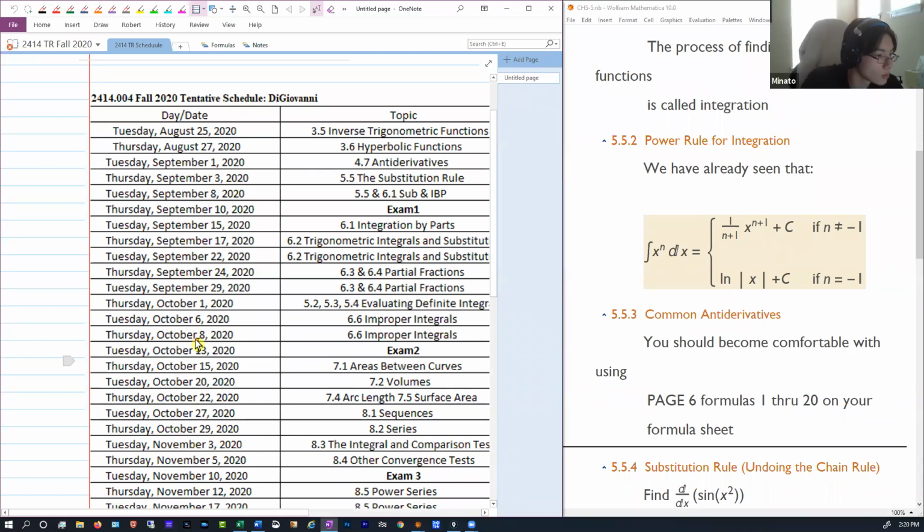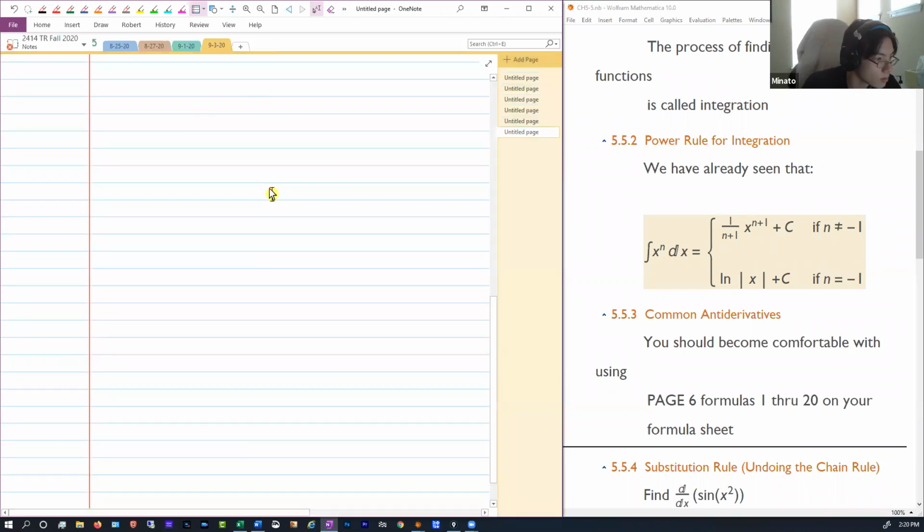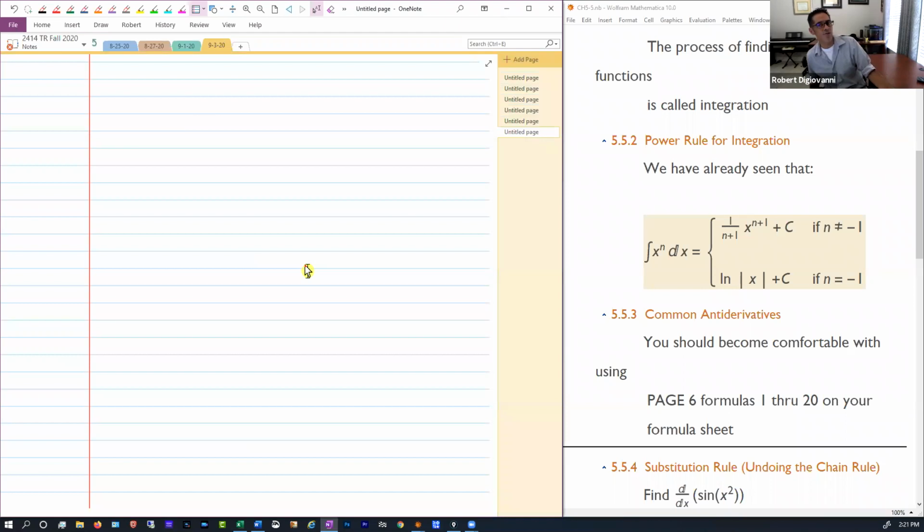Real quick question: when we're evaluating the definite integrals, will we also go over the Riemann sums? We will talk about Riemann sums. Yes. That's how we're going to introduce it. Actually, we're going to start with Riemann sums, and then from there we're going to get to the fundamental theorem of calculus, and then we'll have the formula for finding areas under curves.